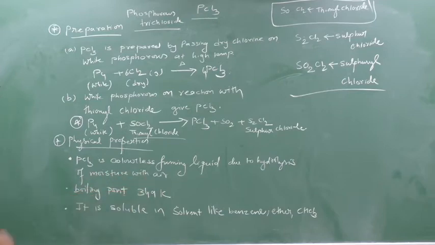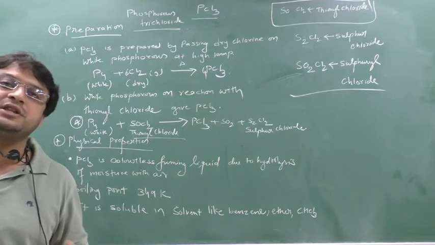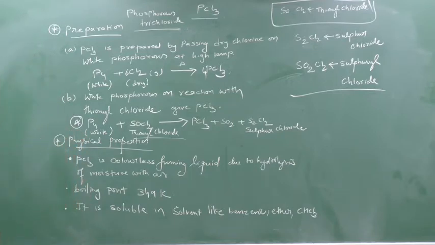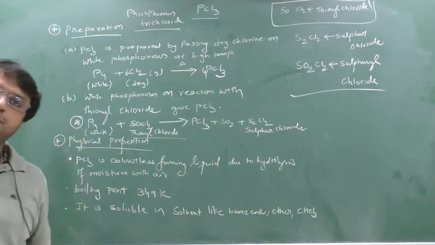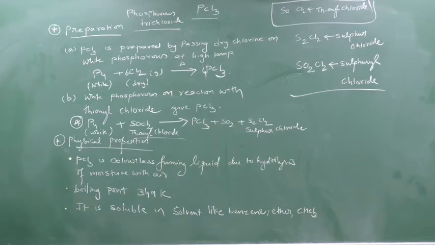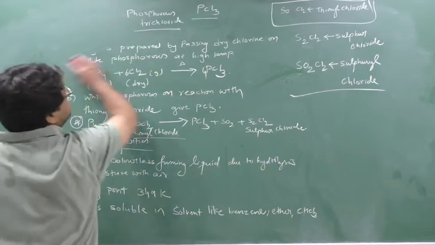Why is it forming fumes? As and when we prepare the PCl3, it will start to react with the moisture present in the air. Due to reacting with moisture, it liberates fumes, and it is soluble in solvents like benzene and ether. This you all know. Clear? So next you write down the chemical properties of PCl3.